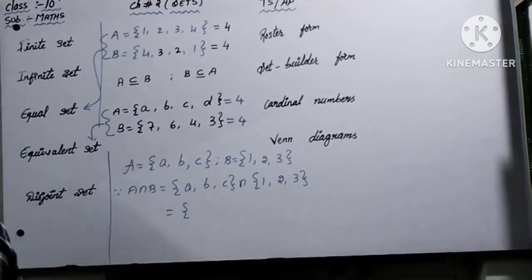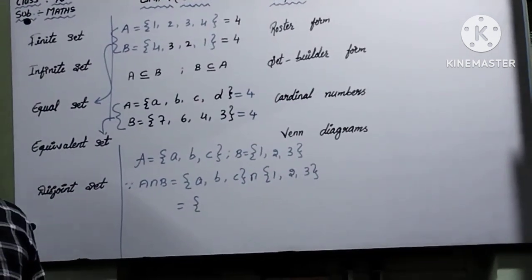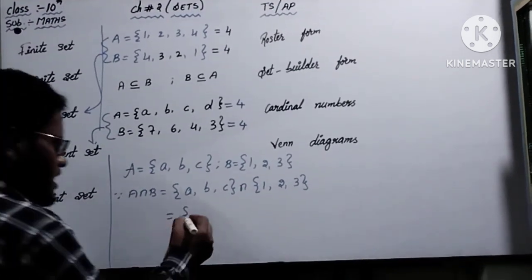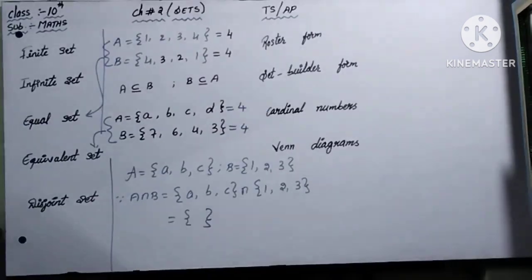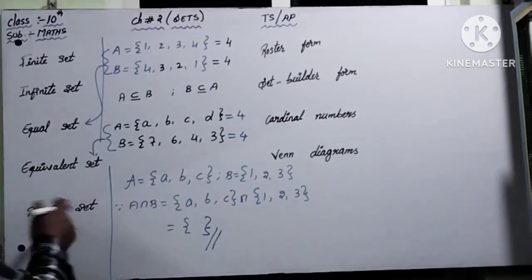Let's see: A, B, C, 1, 2, 3. There are no common elements. So what is the answer? Empty set. The answer is the empty set. This is called a disjoint set.